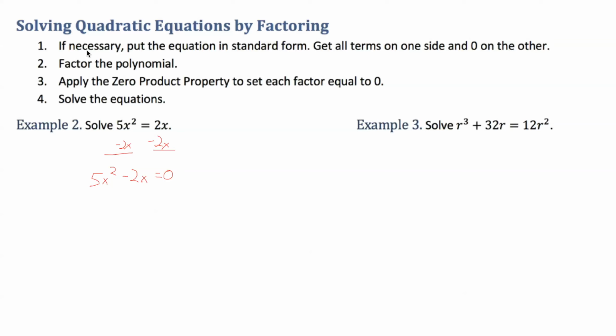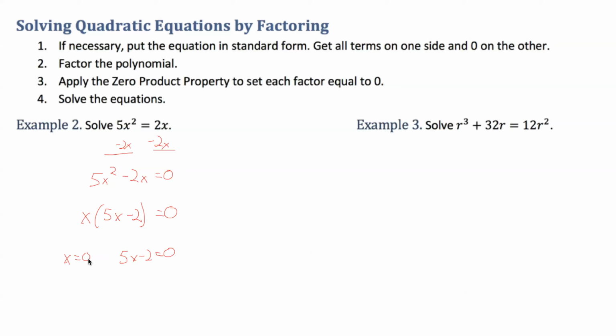So we did this first step. Factor. Well, this is only two terms. We see that there's an x in common, so we can factor out an x. And we're left with, after we factor out the x, 5x minus 2. And so now we have two things multiplied together equals 0. So either this first one, so either x equals 0, or 5x minus 2 equals 0.